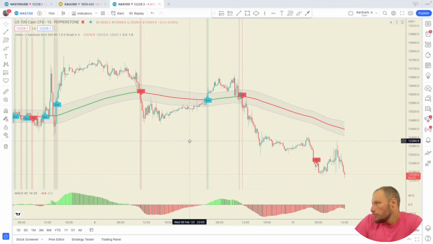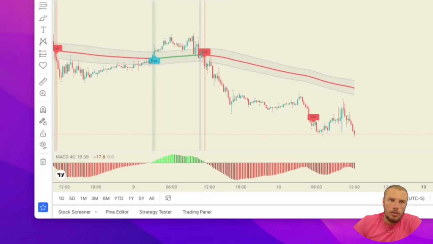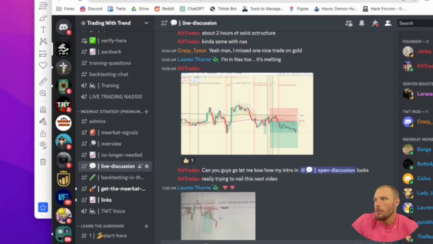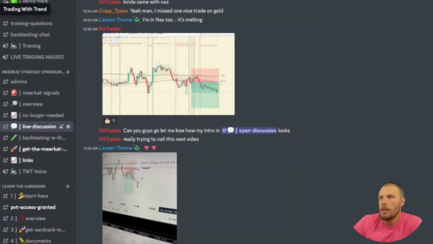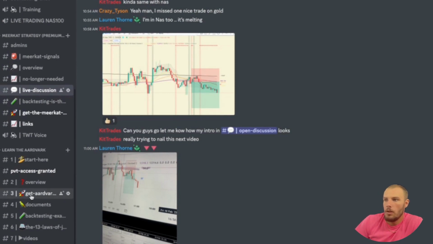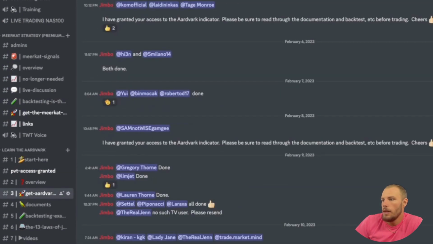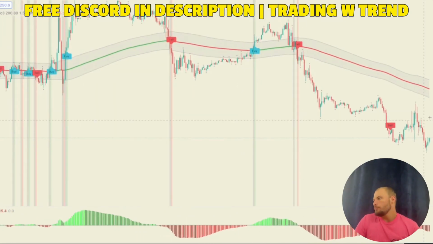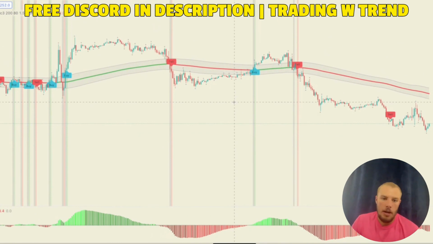All right, so today's strategy is called the Aardvark. Let's show you guys how to get the Aardvark real quick. In order to get the Aardvark, all you got to do is come into our Discord here. You're going to come into learn the Aardvark, click get Aardvark indicator, and type your TradingView username, and we will add you to the Aardvark. Once you have the Aardvark, for this video we're going to go ahead and go on the 15-minute chart.